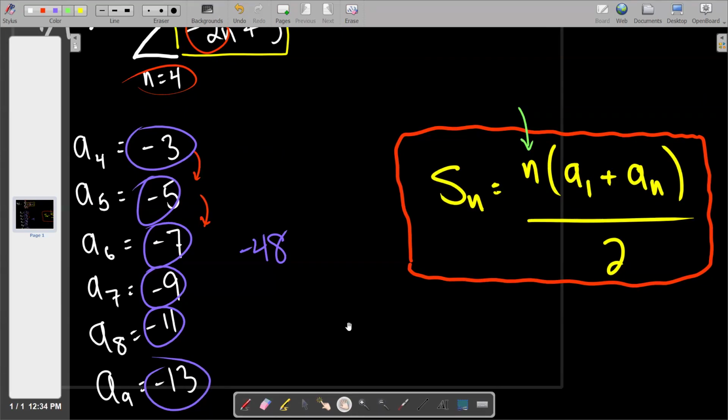No, no, no. Your term number. Would it be negative 2n? Nope. No one said it yet. Nope.